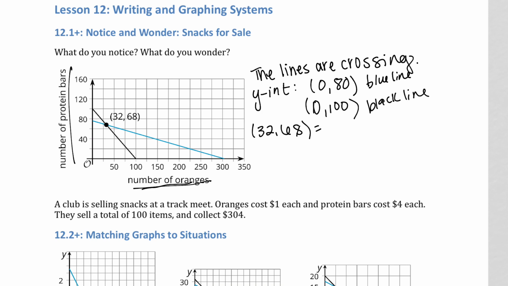What's the x-axis? What's the label there? The number of oranges. So we can say the x value, so the 32. So we get 32 oranges. Okay. What about the 68? What's the 68? Okay, so we can have 32 oranges and 68 protein bars.